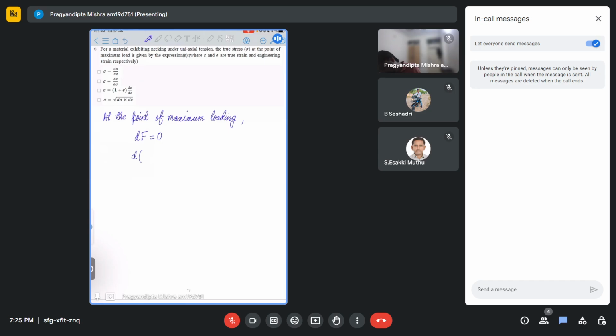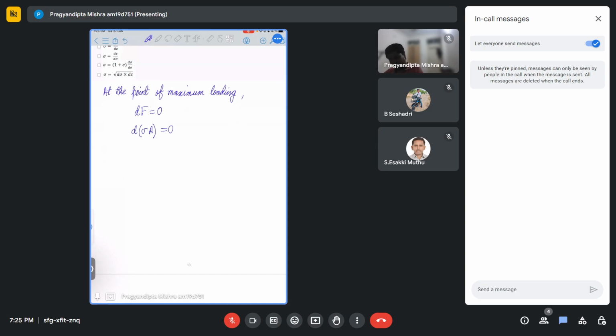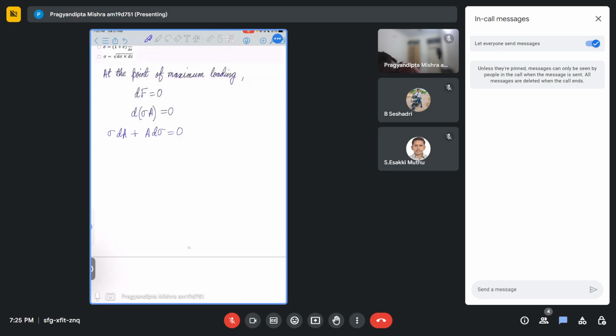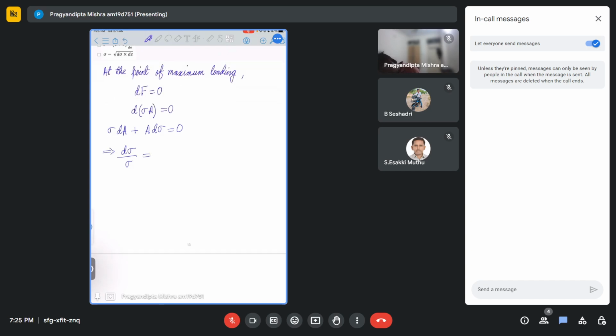Which will imply that d(σA) will be equal to 0, or σ dA plus A dσ equal to 0, which will result in dσ/σ equal to minus dA/A. So this is one part, one equation.